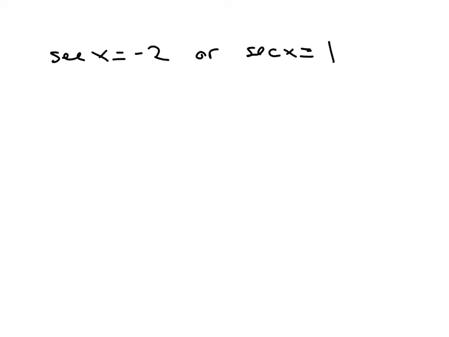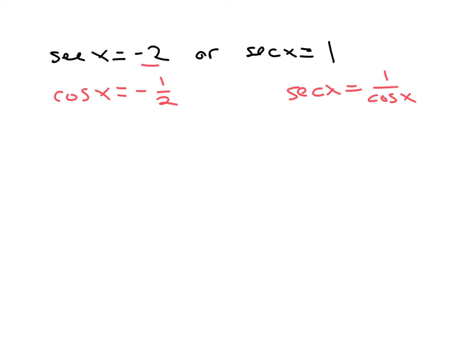Opposite signs from when we factored. All right, so it's hard to think in terms of secant. Sine and cosine come most naturally. Remember that secant is the reciprocal of cosine. So if secant is equal to -2, then cosine is equal to the reciprocal, -1/2.